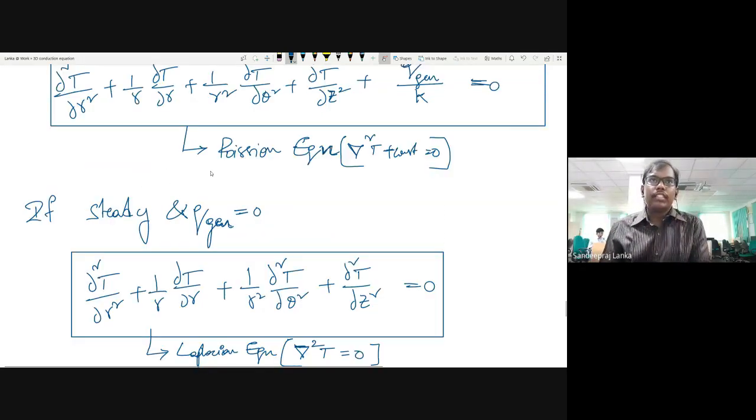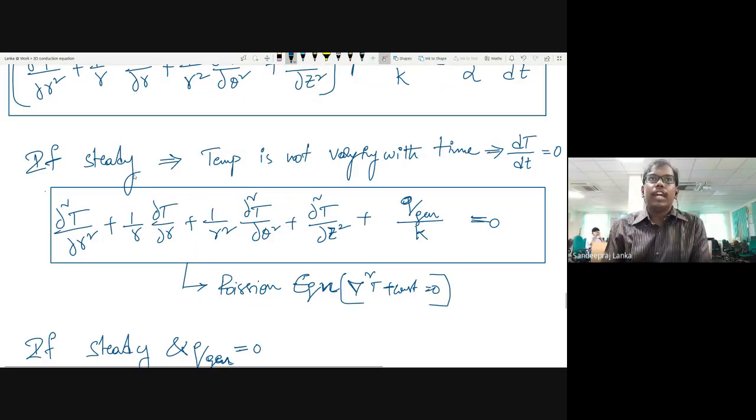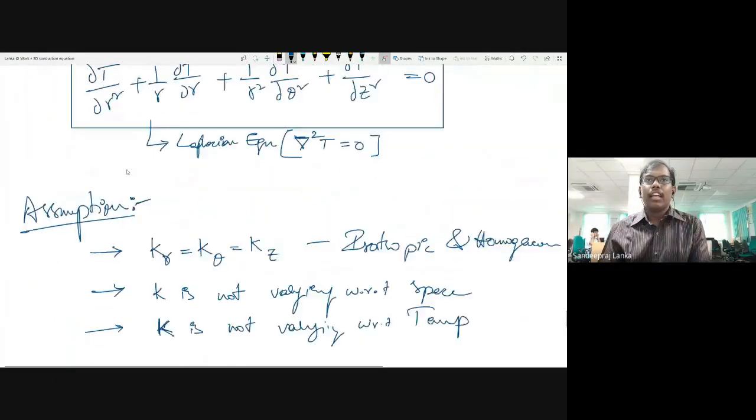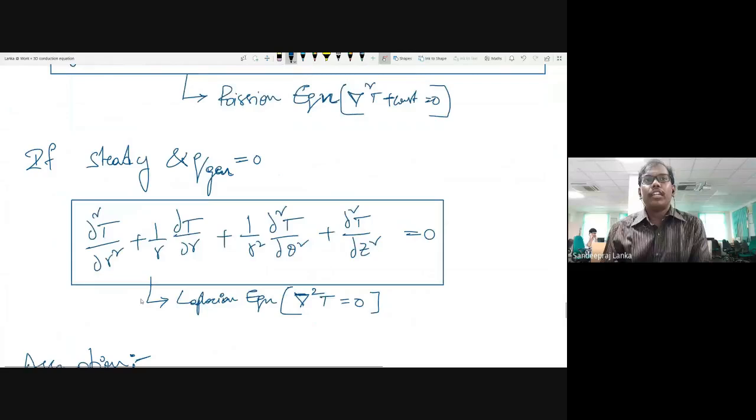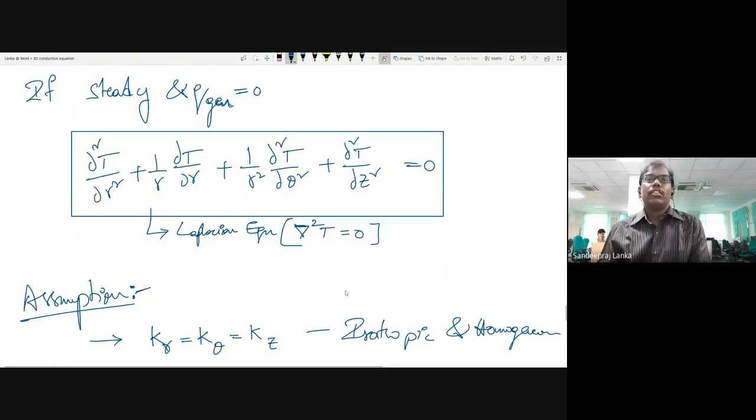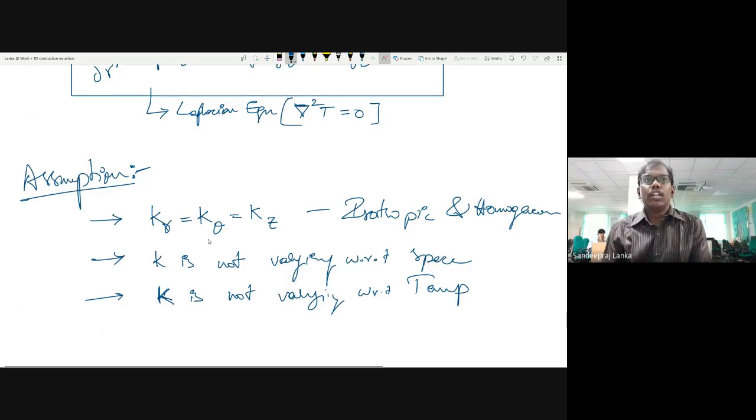You will have, this will be taken when you have steady temperature in a 3D system. And in a 1D system, if it is varying only with respect to r, only the r part you will take. If it is only with respect to theta, you will take only the theta part. Only z, you will take z. It is like that. And there are a few more assumptions that you should look at.